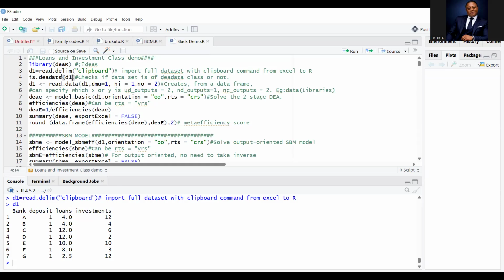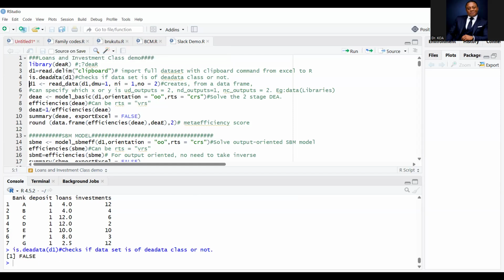Okay. Then, this will now check if the data is of a class needed for DEAR. When you run this, it will tell you false, as you can see here. Okay, it's telling me false, false at the bottom. What does a false mean? It means that the data is not of the class needed by SBM analysis or needed to solve in this particular package called DEAR. Okay. What next? Now we have to force it and make it acceptable.